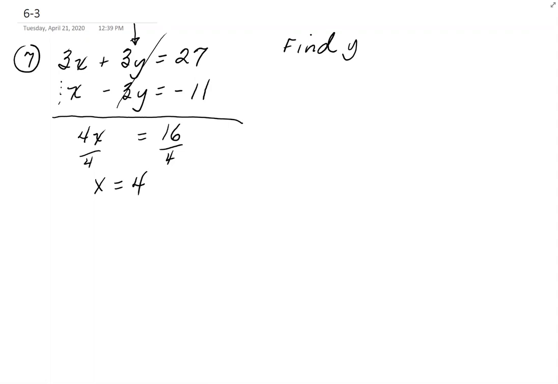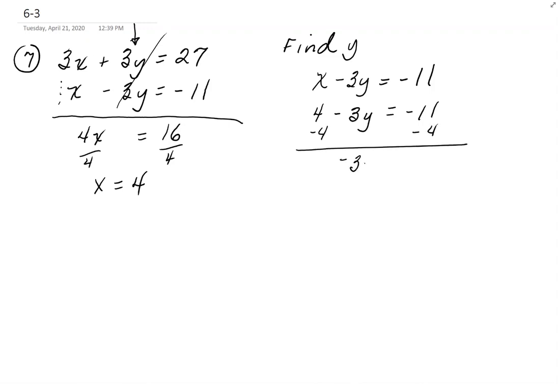Then you have to find the other variable, which in this case is y. So pick one of the two. It's totally up to you. Pick the one you think would be easiest. I'll take x minus 3y is equal to negative 11. It does not matter which equation you choose. Plug in what you've got. So 4 minus 3y is equal to negative 11. Subtract 4. Negative 3y is negative 15. Divide by negative 3, and y is 5. Your answer is the ordered pair in XY order, 4, 5.